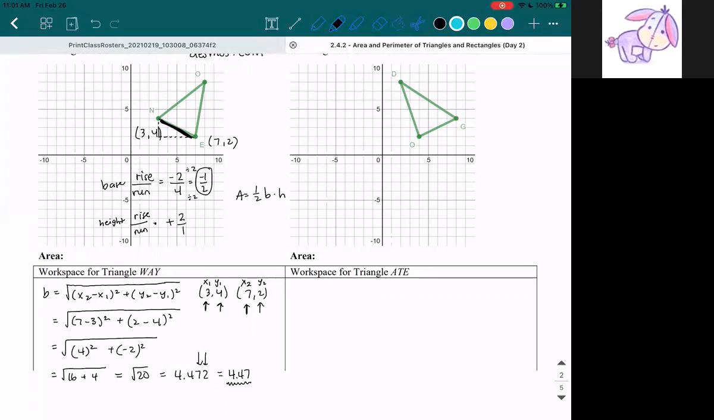So just to recap, to do a perpendicular slope, which is what we want our base and height to have, you want them to be perpendicular. Then you want the opposite sign.